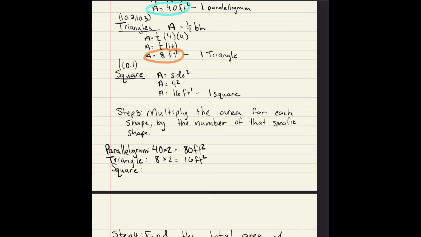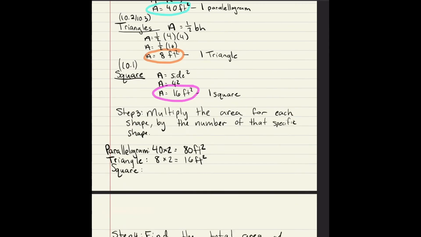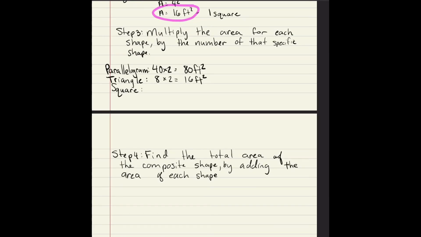Now I'm going to find the area for the square. So the area for one square was 16 feet. And I had only one square in the problem. So do I need to multiply 16 by anything? Well, I can multiply it by 1, but that's going to give me the same thing, right? So I don't really need to multiply it in that case if there's only one shape. So all of this are the individual shapes areas.